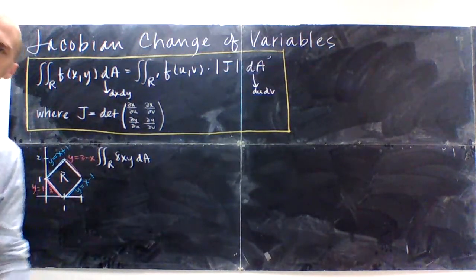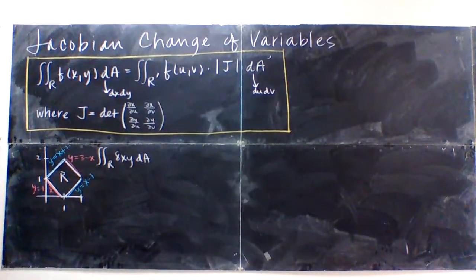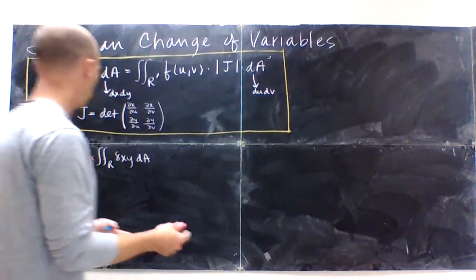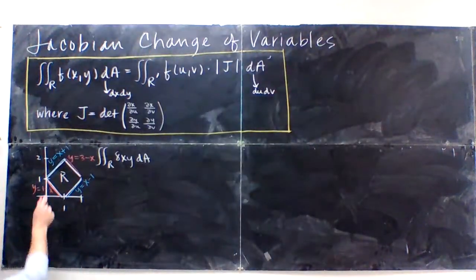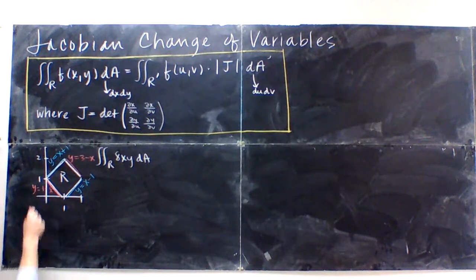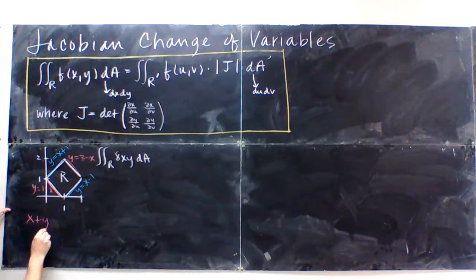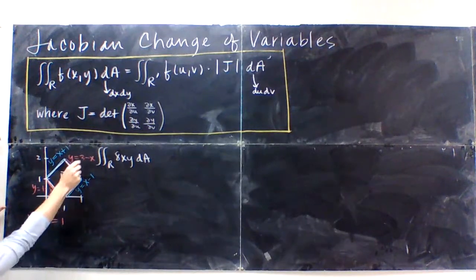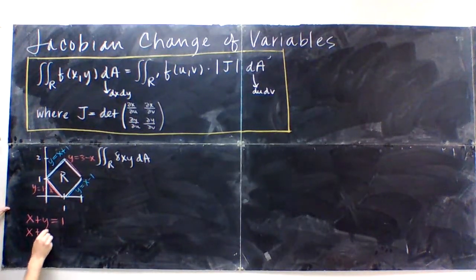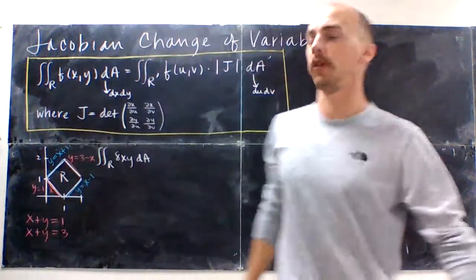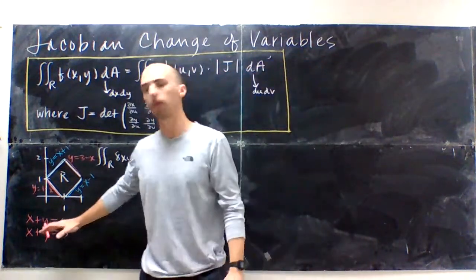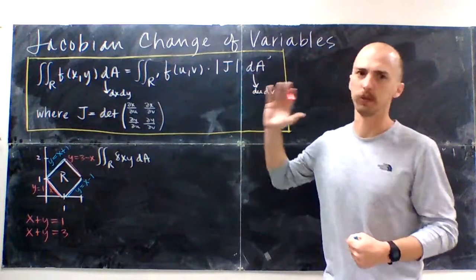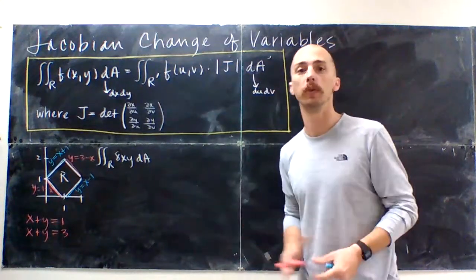And to save you a little bit of time here, what you want to do is express these in standard form. So the bottom curve here in red is going to be x plus y equals 1. And then over here, x plus y equals 3. And what I'm going to end up doing is letting u equal x plus y. And then I'm going to have u running from 1 to 3. And eventually v will be something else, and it'll be rectangular in u and v, and that will be really nice.